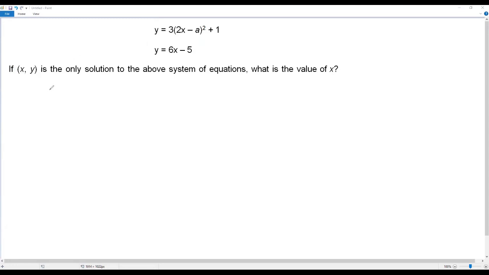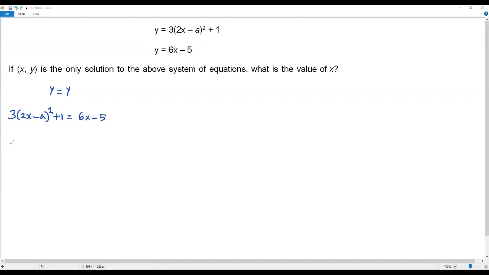Okay, now let's solve the given system. For that, we have to write y = y. So for the y on the left side, we can use the expression that we have in the first equation, that is 3(2x − a)² + 1, and for the y on the right side we can use the expression in the second equation, that is 6x − 5. Okay, now we have to solve for x in this equation.